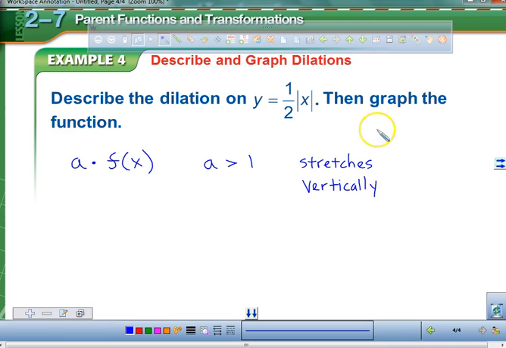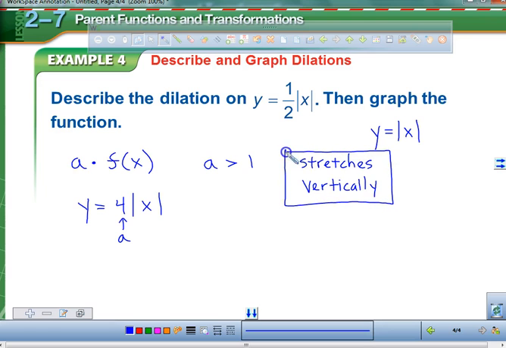Okay? So right now, what's the parent function for the absolute value of x? Y equals the absolute value of x. That's the parent function. So what I want you guys to do right now is we're going to make a function that stretches this vertically. I'm going to say, what if the function was y equals 4 times the absolute value of x? What would be my value for a? My value for a would be 4. Is that greater than 1? Yes. This would be considered something that's stretched vertically.